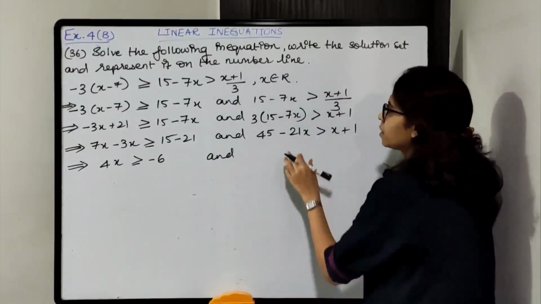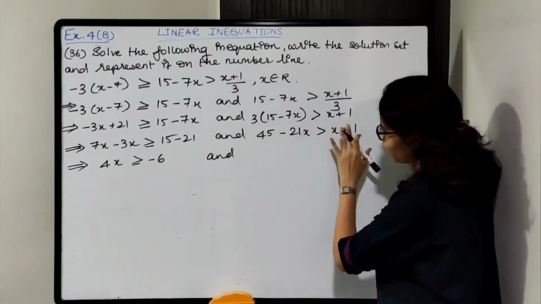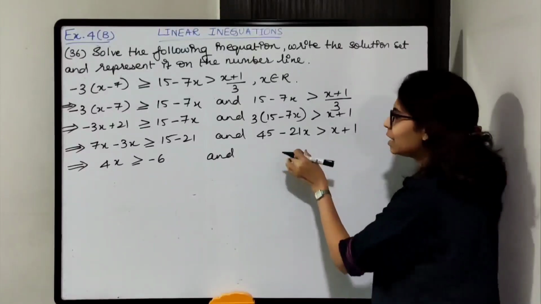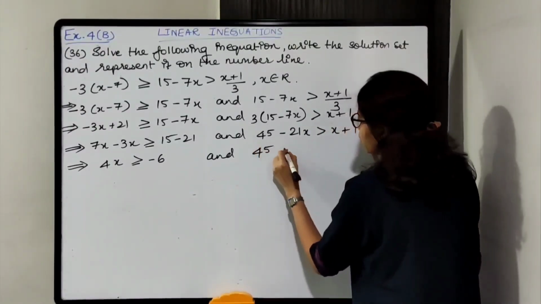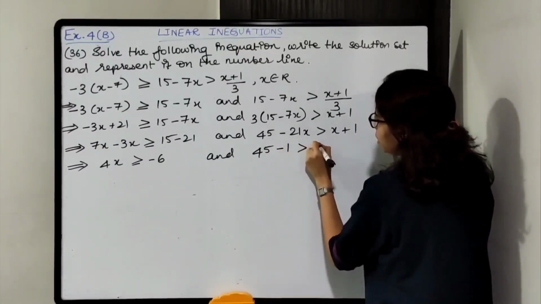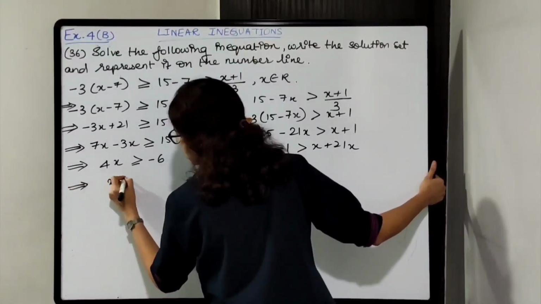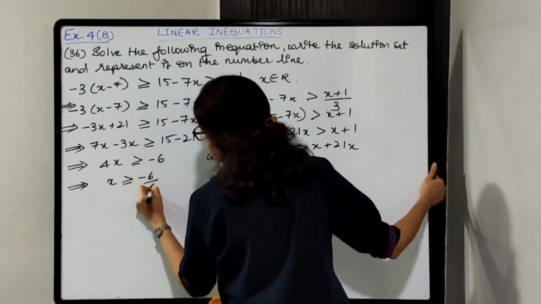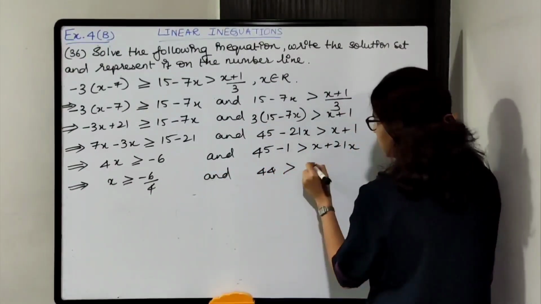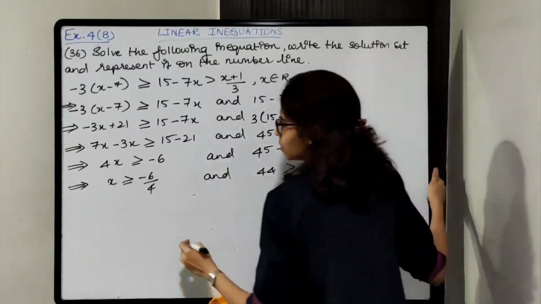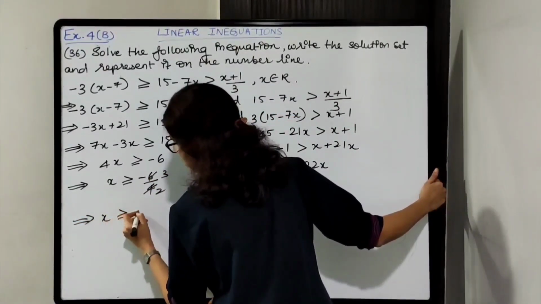Over here, minus 21x. I want it to be positive. Okay. So I'll shift minus 21x over here and 1 over here. Basically x on one side and number on the other side. So 45 minus 1 is greater than x plus 21x. So we are getting x is greater than or equal to minus 6 by 4. And 44 is greater than 22x. So x is greater than or equal to minus 3 by 2.